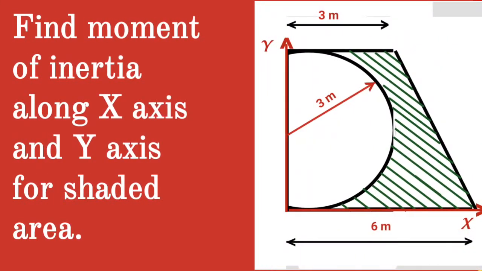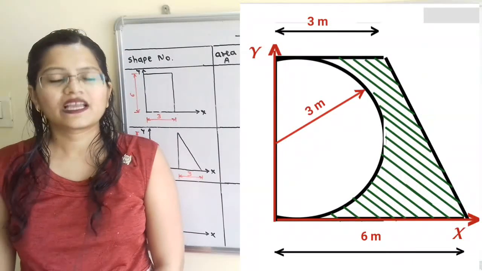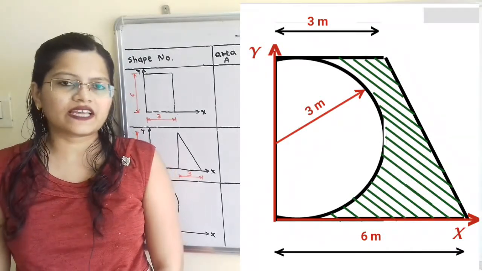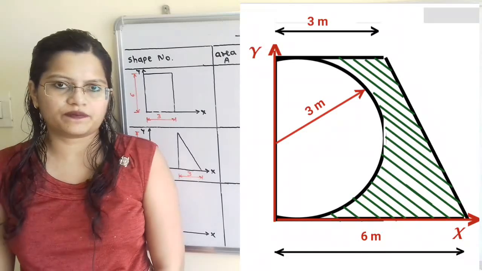Given a question, find the moment of inertia along the x-axis and y-axis for the shaded area. Let us understand the general procedure to find the centroid for any given shape.